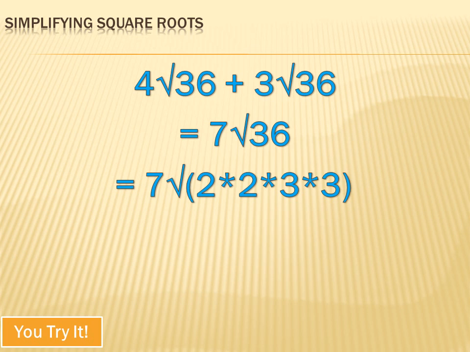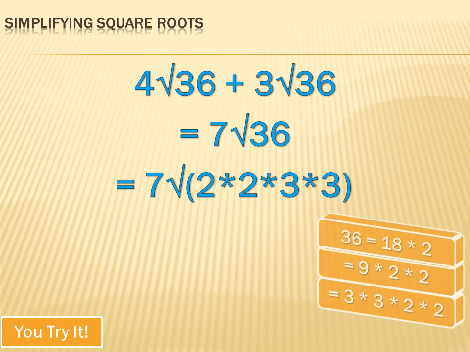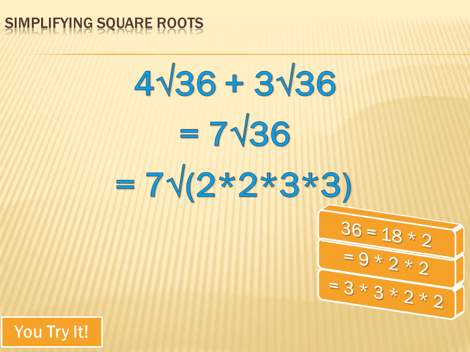Now, how did I factor 36? Well, the easiest way to factor an even number is to break it in 2. So I divided 36 by 2, and I got 18 times 2 equals 36. Well, I've got another even number in there, and I've got a prime number. So if I take that 18 and divide it in half, then I can rewrite the expression as 36 equals 9 times 2 times 2. Well, I've got a 9 there, and I can break that up into 3 times 3, so I could rewrite this expression 3 times 3 times 2 times 2 equals 36.